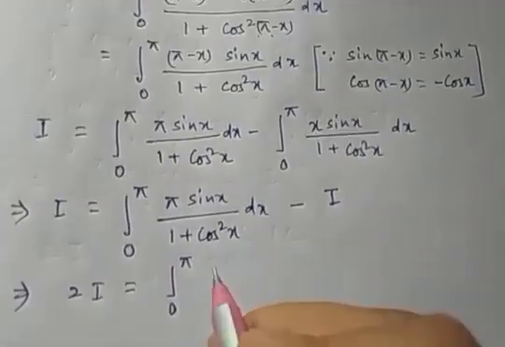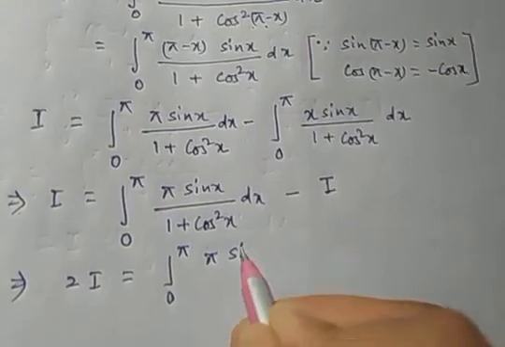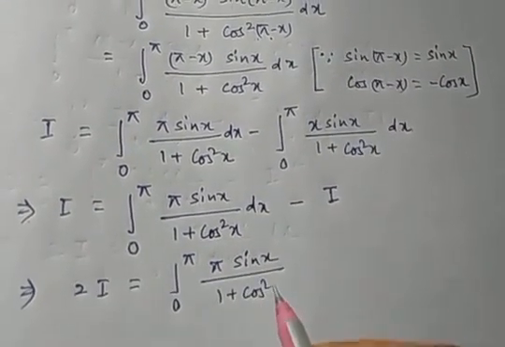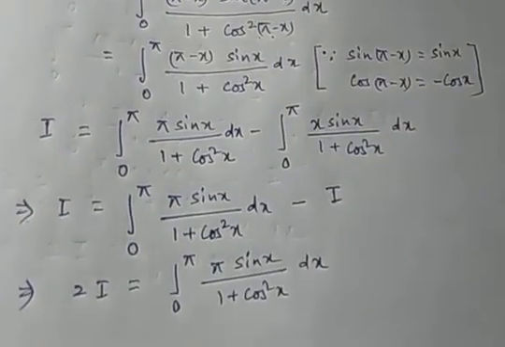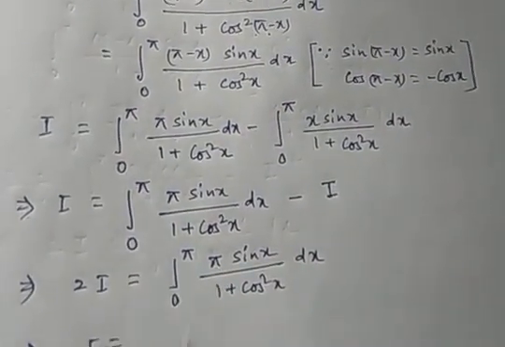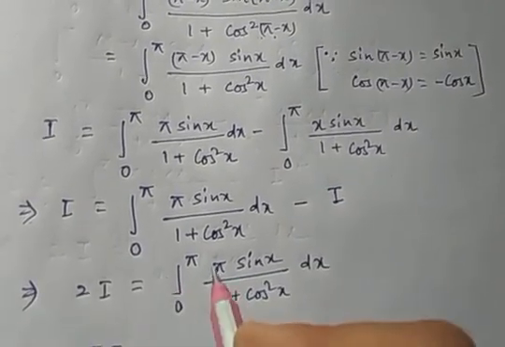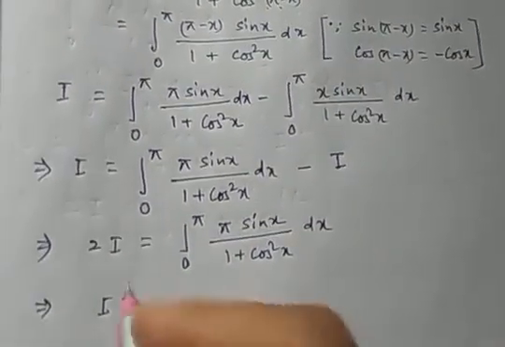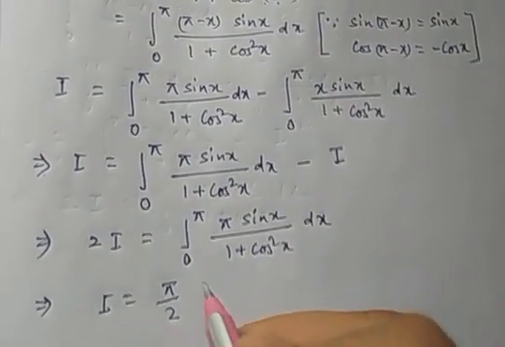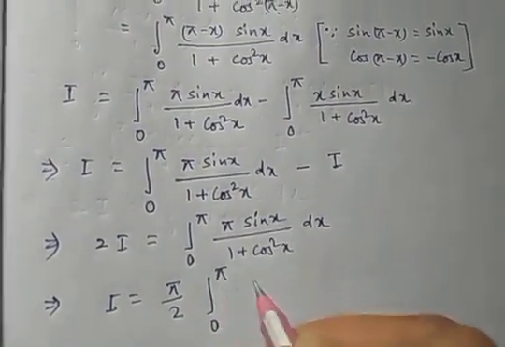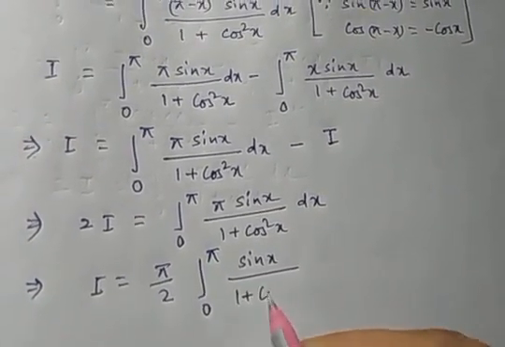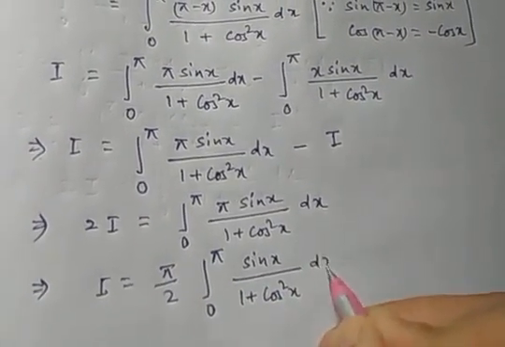Okay, so taking this I to the LHS, we will get 2I equal to integration from 0 to pi of pi sin x upon 1 plus cos square x dx. This implies I is equal to, and this pi will be taken outside the integration, so here it will be, students, pi by 2 integration from 0 to pi of sin x upon 1 plus cos square x dx.